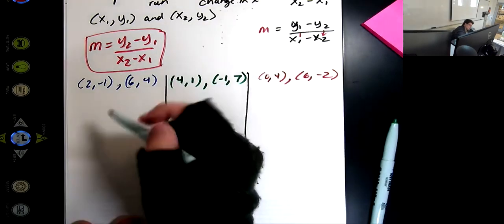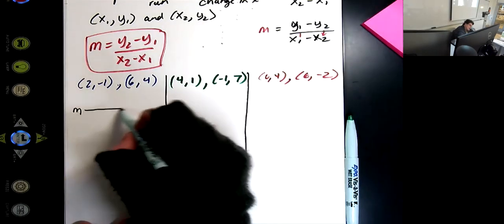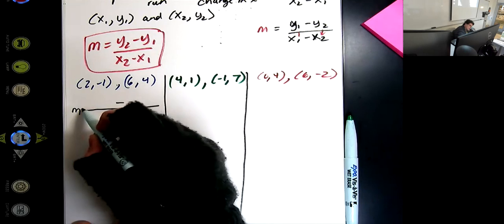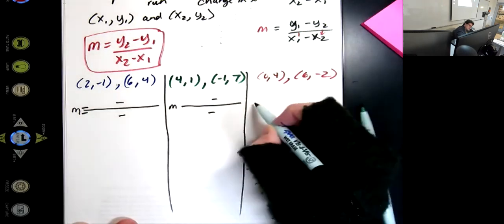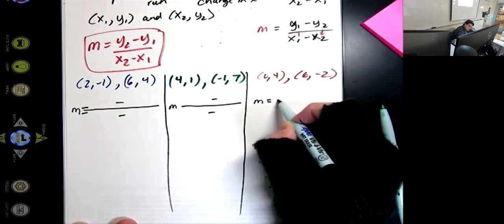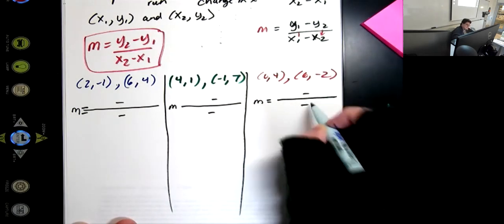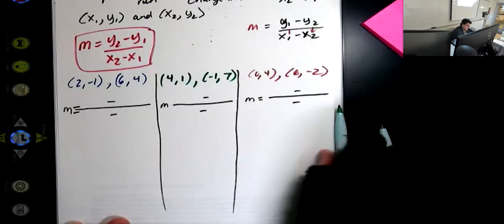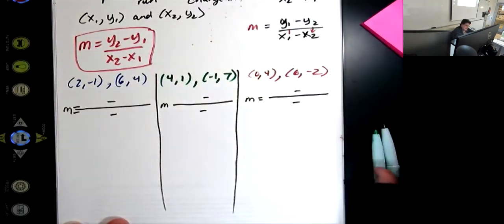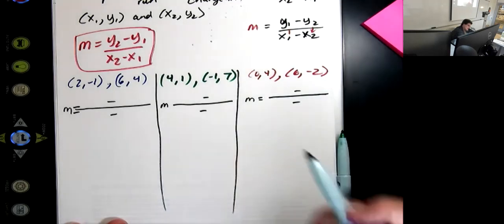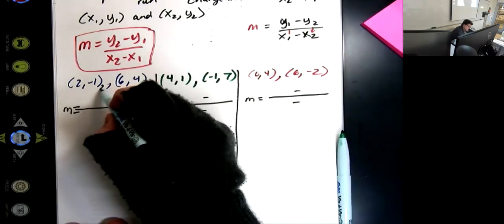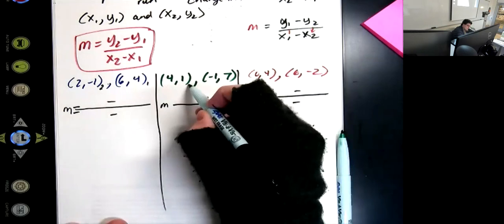All right. So in each of these cases, I'm going to set up m to be a fraction. And I am going to pick values. You kind of need to label them what you want to do. I'm going to label the first point on each of them point number 2, and the second point point number 1.